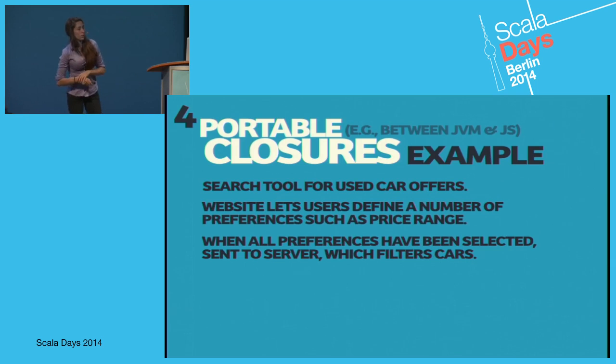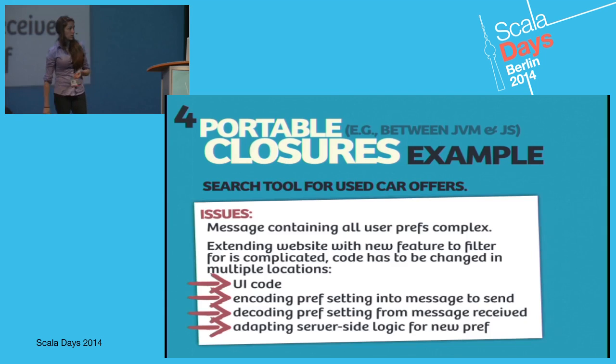To make this a little bit more concrete, I'll show you a small example, a search tool for used car offers. Let's say you have a website with a filter pane, and you want to filter a bunch of cars out of a big data set based on things like price range, color, make or model. When all the preferences have been selected, you send them to the server, which does the filtering and returns some kind of result.